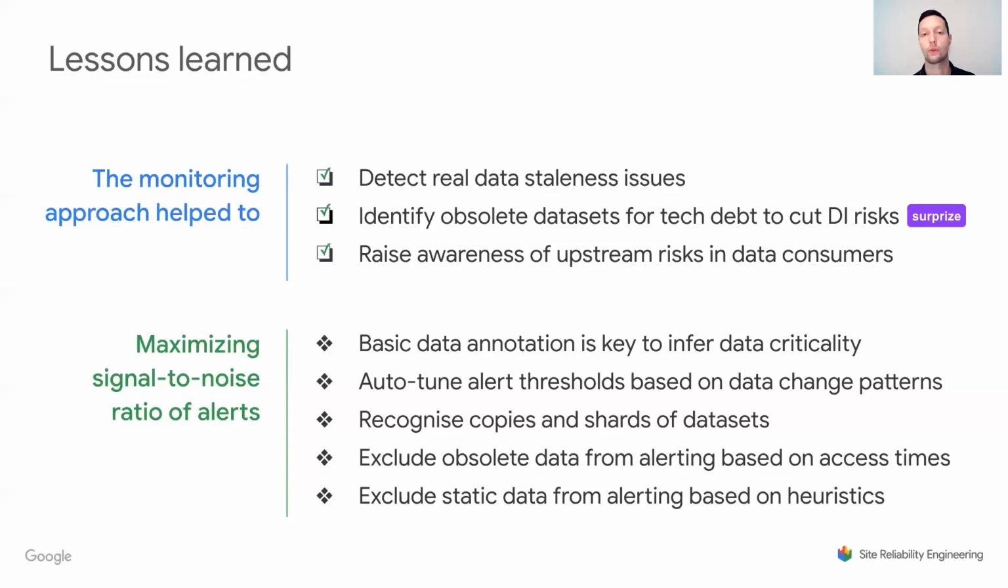Auto-tuning of the age threshold is also a feature which allows us to reduce toil and to increase accuracy of monitoring. Another thing that helped was recognition of multiple copies of the same data set across different shards or instances, and exclusion of obsolete and static data from alerting also helped here. And we did this by analyzing historical age data from the gathered findings.